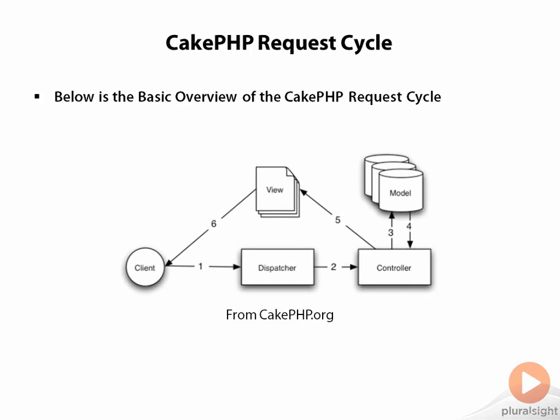So this diagram is the basic overview of the CakePHP request cycle. The client or user comes to our website and requests a page. The dispatcher routes the request to the proper controller.